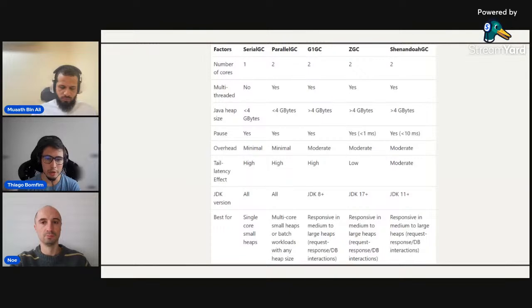Okay, we can use, for example, ZGC or Shenandoah that really works fine, but it's not the most common scenario, right? We usually have a small number of cores and a small heap size. So because of that, we need to understand what we want, throughput or latency.